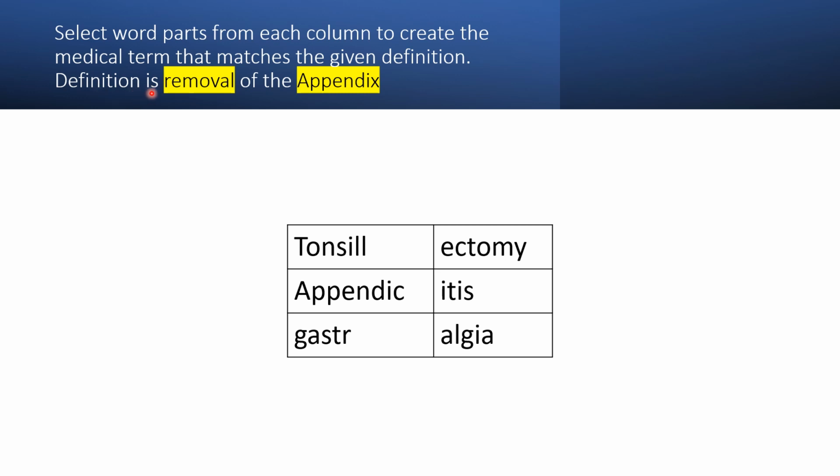Here our definition is removal of the appendix. We have two columns of word parts. The last column of word parts is always our suffix. Every single medical term has a suffix. The first column here happens to all be root words: tonsil, appendic, and gastr. So how do we know which word part means removal of the appendix?